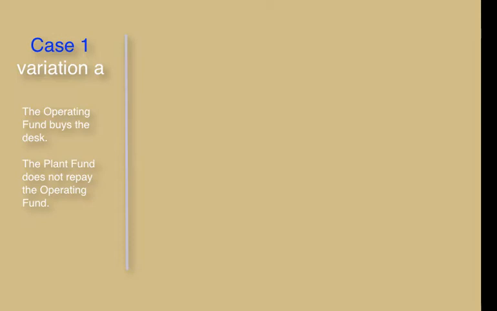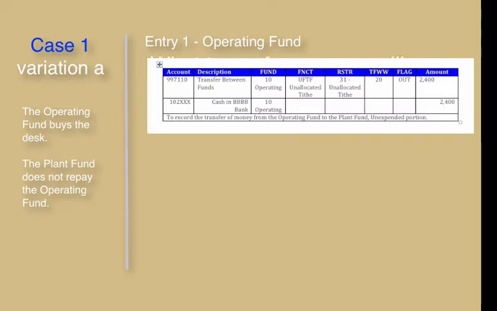So, our first entry will be on the operating fund side. We are going to debit account 997110. This is the transfer between funds account. The fund, of course, will be 10 because this is the operating side.